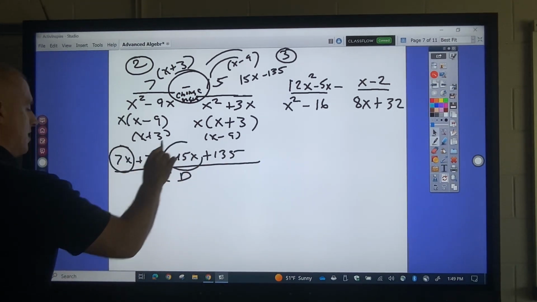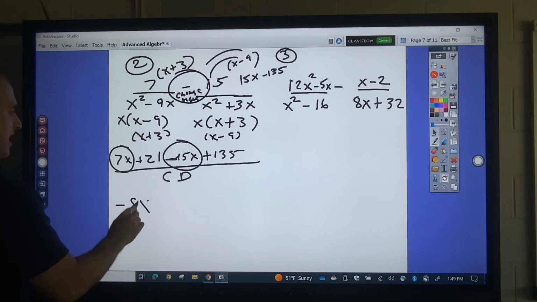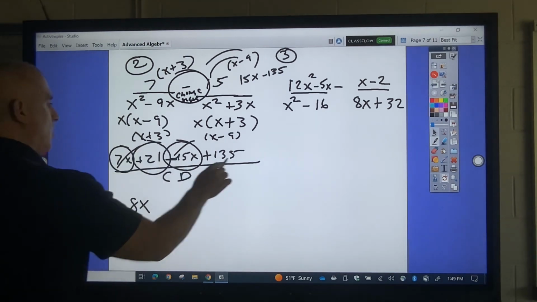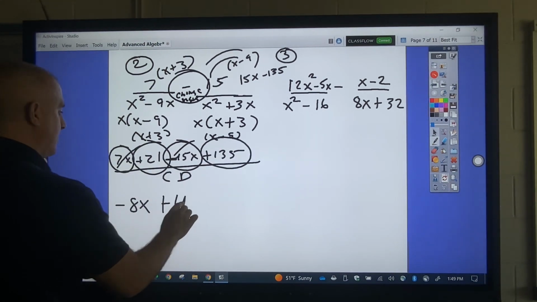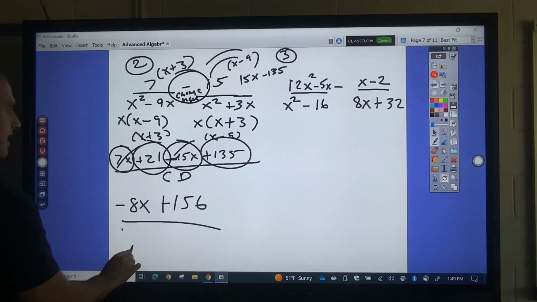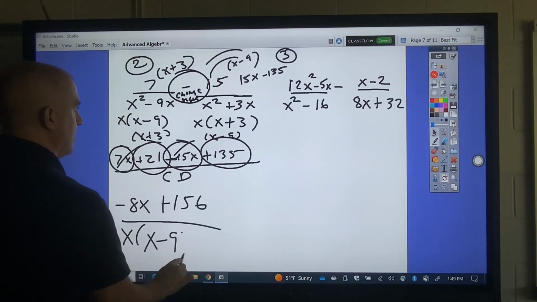So this minus this would be negative 8x. That's gone. 21 plus that would be 156. My common denominator is x minus 9, x plus 3.